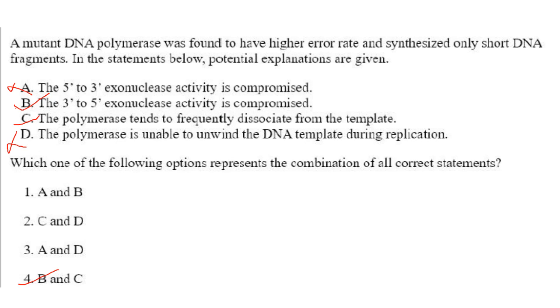The polymerase tends to frequently dissociate from the template. That may also be the reason why you get only shorter DNA fragments. So C is also correct. The polymerase is unable to unwind the DNA. They have not mentioned that the mutation causes it to be unable to unwind the DNA or anything like that. So that is not the correct statement. So B and C is the answer.